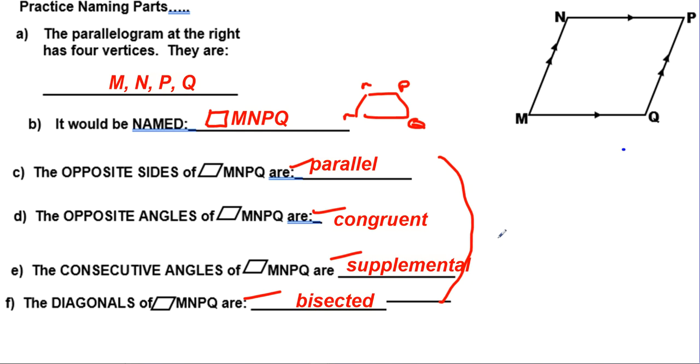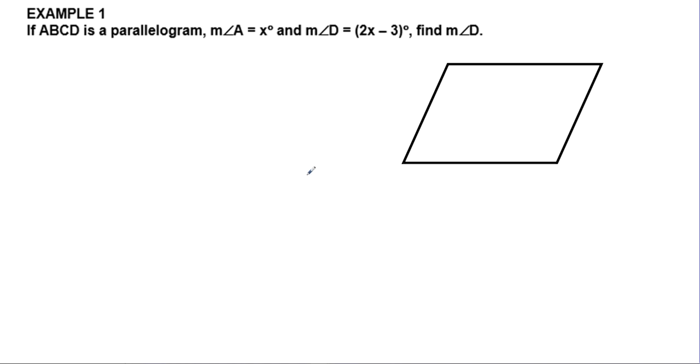Again, there's 2 ways to do geometry: proofs and by algebra. We're going the algebra method. That means we're going to give you problems where you have an algebra problem, and you're going to use your properties to solve for x, solve for a side, or something like that. So here we have a parallelogram.